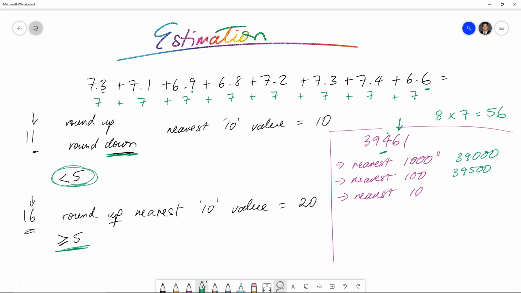And then lastly, nearest 10, we're going to look at the 6. We're going to determine and assess whether we need to round it down or round it up. And what I can see is that the next value is a 1, which is less than 5, therefore it should stay as a 6, and we round it off to 60. It's closer to 60 than it is to 70.